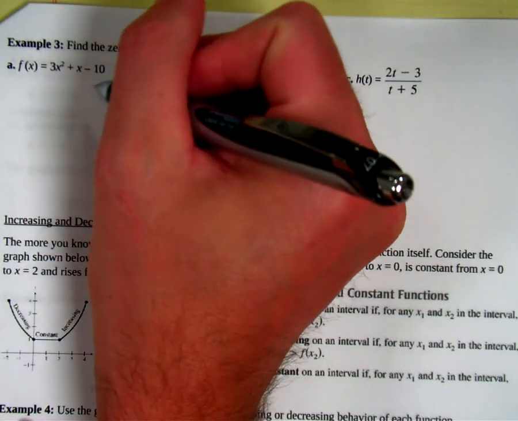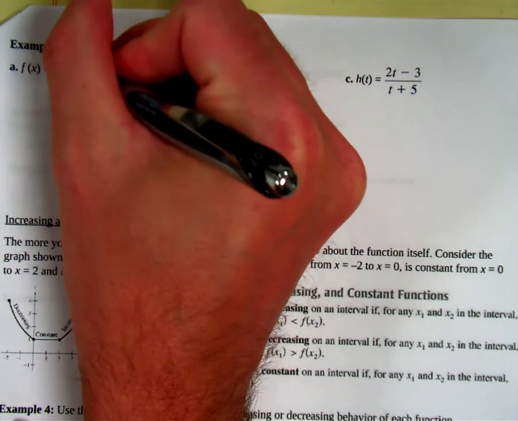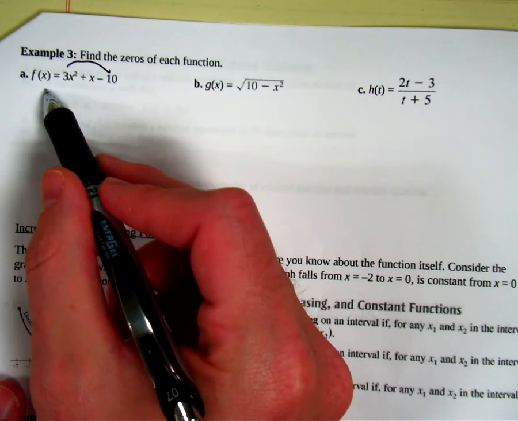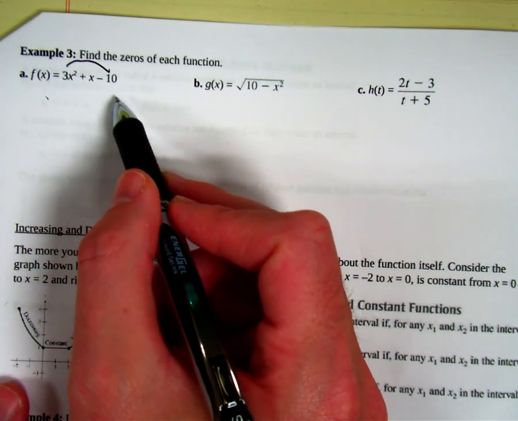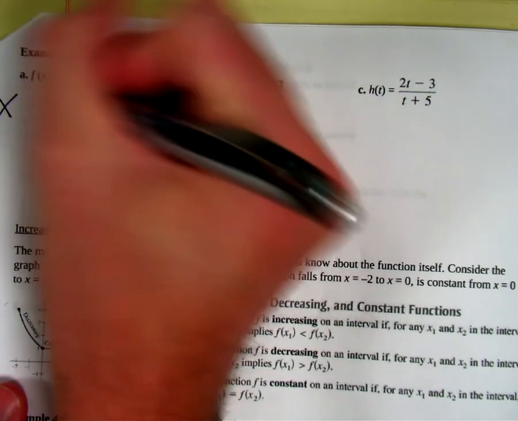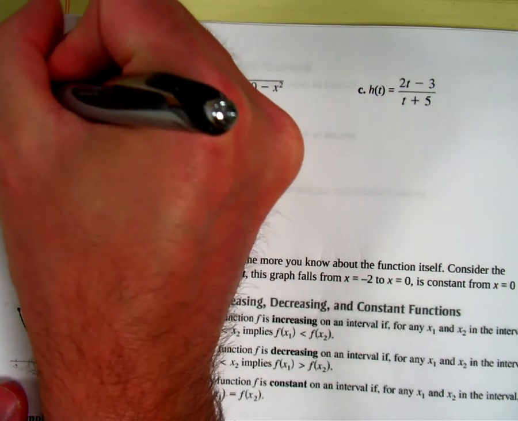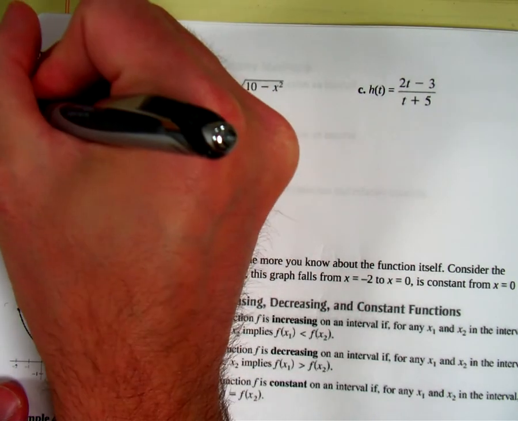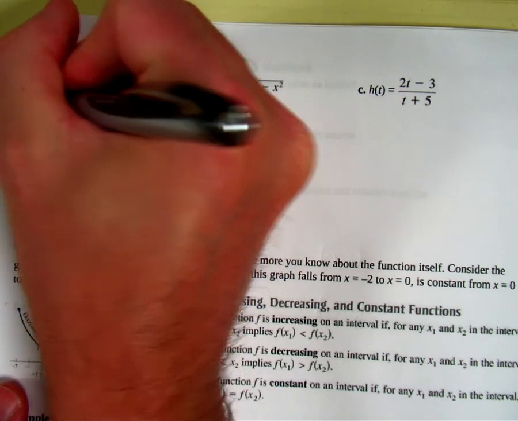A little factoring action. There's a number in front that's not just 1x squared. We have 3x squared plus x minus 10, so we're going to have to factor this. We multiply front times back. What multiplies to -30 and adds to +1? How about a positive 6, negative 5?